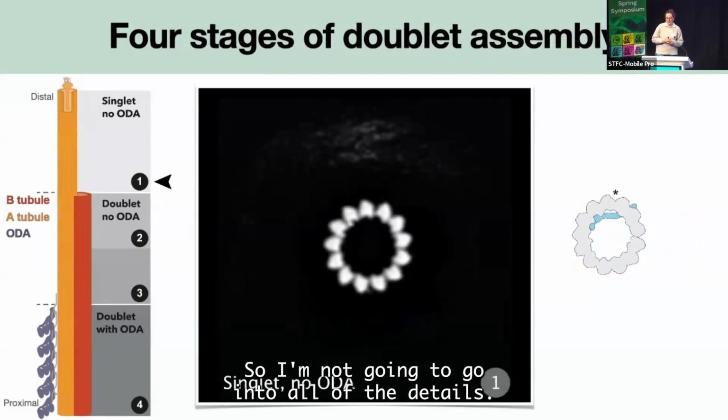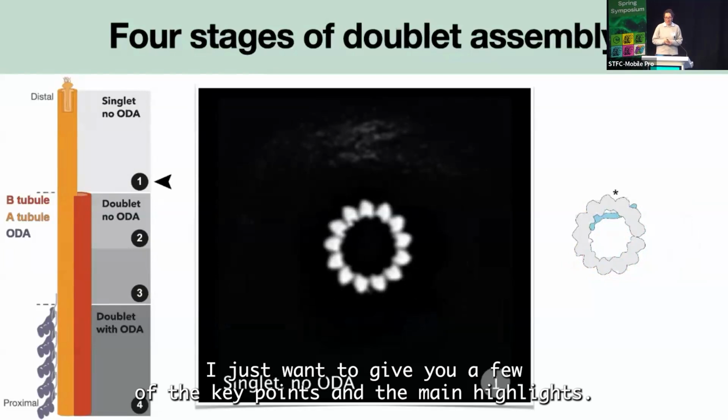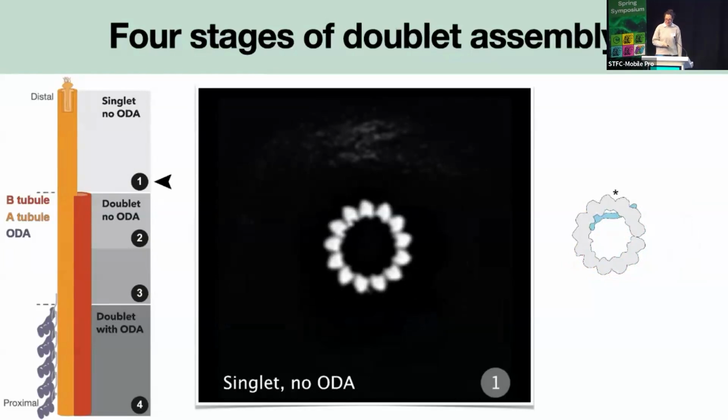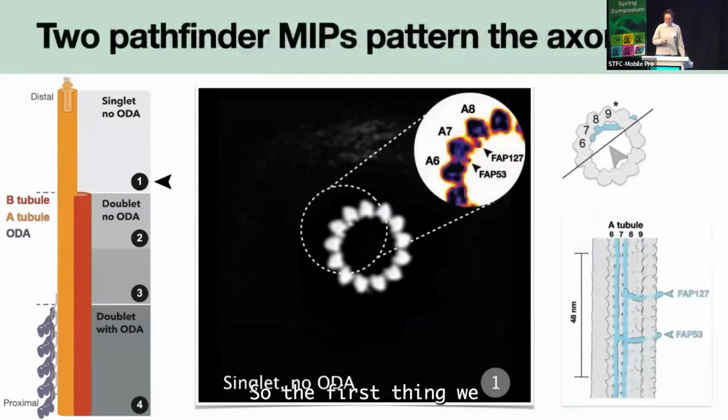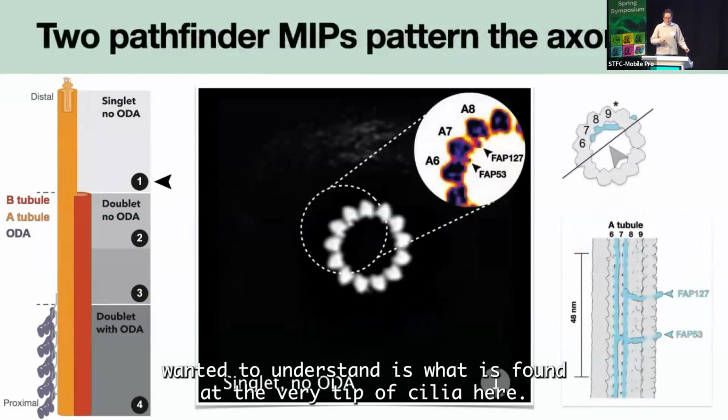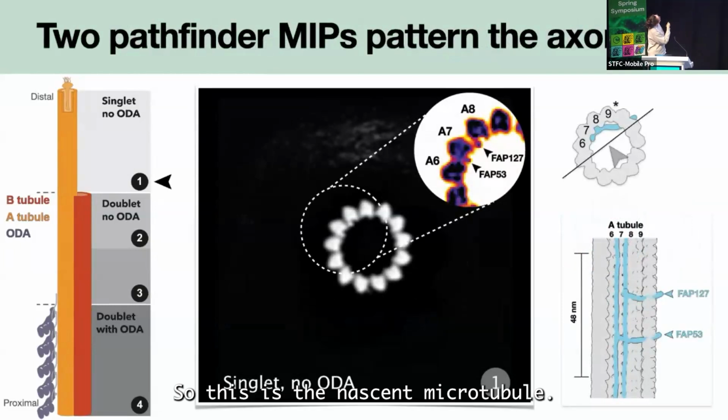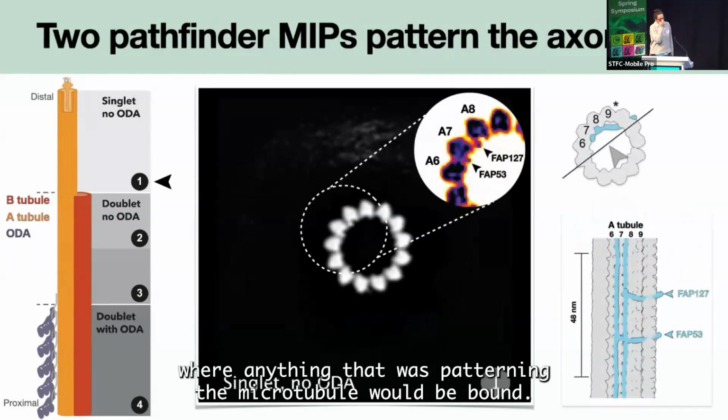So I'm not going to go into all of the details. I just want to give you a few of the key points and the main highlights. So the first thing we wanted to understand is what is bound at the very tip of cilia here. So this is the nascent microtubule. So we figured this was the region where anything that was patterning the microtubule would be bound.